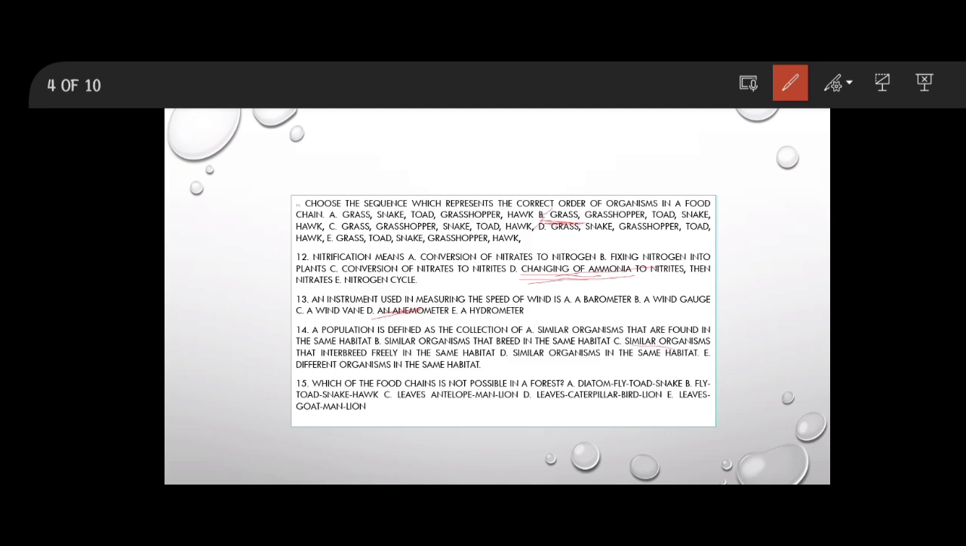That is our answer. But let's check what? Let's check the other options too. Similar organism in the same habitat. That one too is what? It is wrong. Different organism in the same habitat. That one too is what? It is very, very wrong.